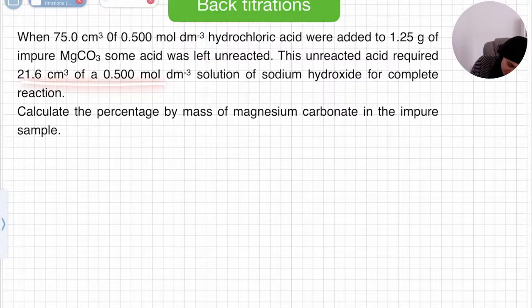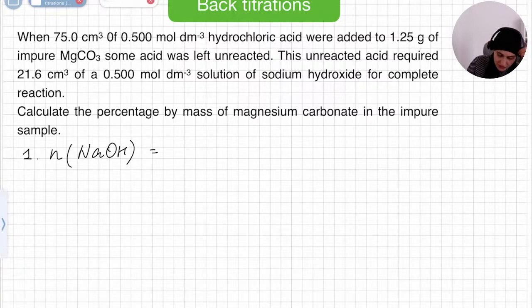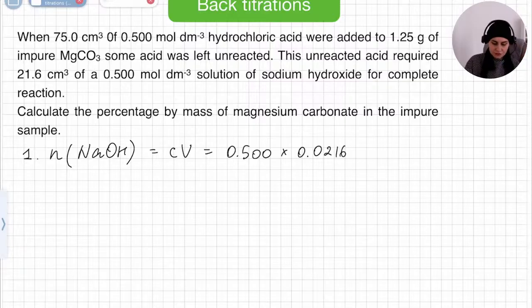So I would start by finding the number of moles of NaOH that was used in titration. It's concentration times volume, so it's 0.5 times 21.6 in cubic decimeters, so 0.0216. To convert from cubic centimeters to cubic decimeters, remember to divide by 1,000. So 0.5 times 0.0216 is 0.0108 moles. That's the number of moles of NaOH.